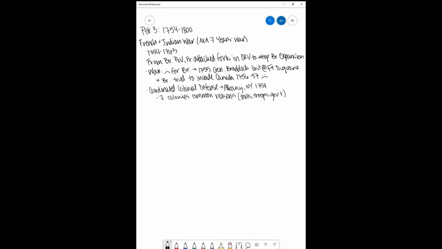Now, these 7 colonies that got together and sent delegates, they agreed with these ideas from Benjamin Franklin, that they needed some sort of coordinated defense, but the biggest problem was taxation. So it never actually took effect. Now, the Albany Plan of Union didn't take effect, but there was significance behind it.